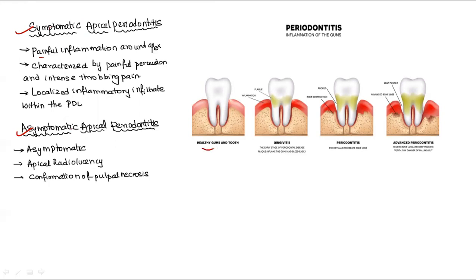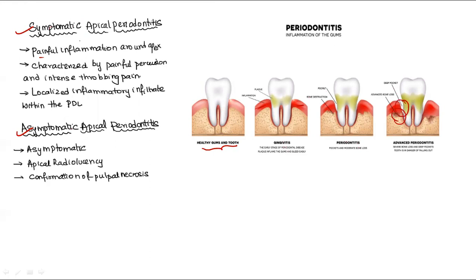So here you can see how a healthy gum and tooth is present, and here you can see gingivitis, inflammation. You can see, and then it has progressed, it will lead to periodontitis, and it is an advanced situation where you see there is bone loss and deep pockets are present.